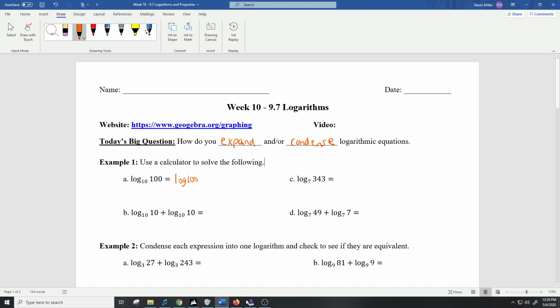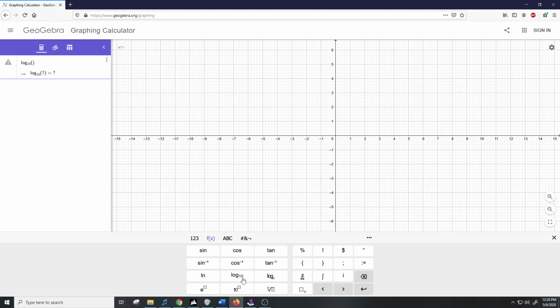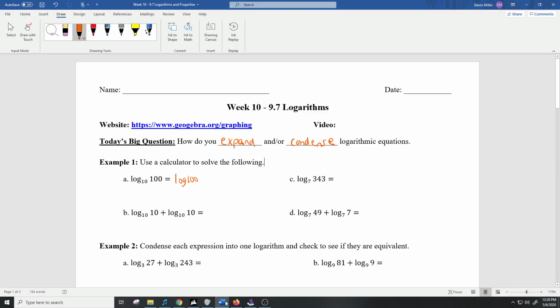We're going to put this in the calculator to see what it is. Since I don't need the base there, I can just type log. So make sure you go to f of x. Actually, it does include the base there anyway. But log base 10 of 100 is 2. So this equals 2.